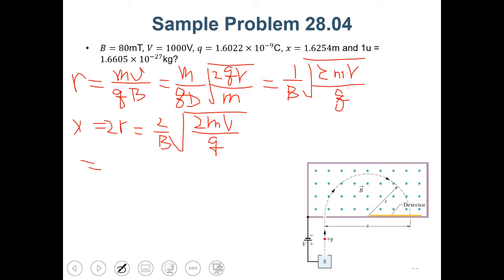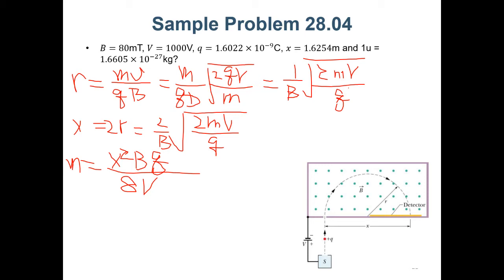So finally we have m equals x squared b squared and then multiply by q over hv. So we just multiply this one and this one to the left side, and then we divide this one and this one to the left side, and then take the square on both sides. So m equals x squared b squared q over 8v.